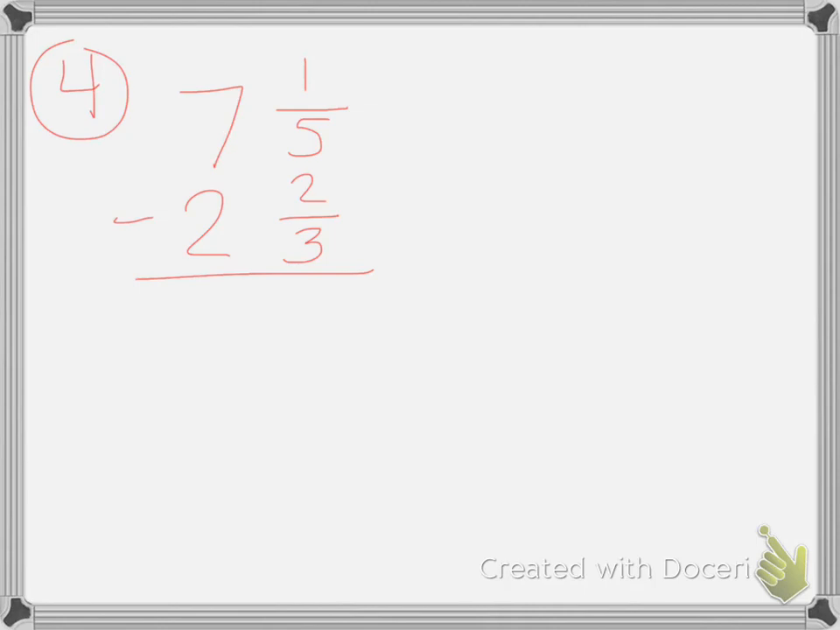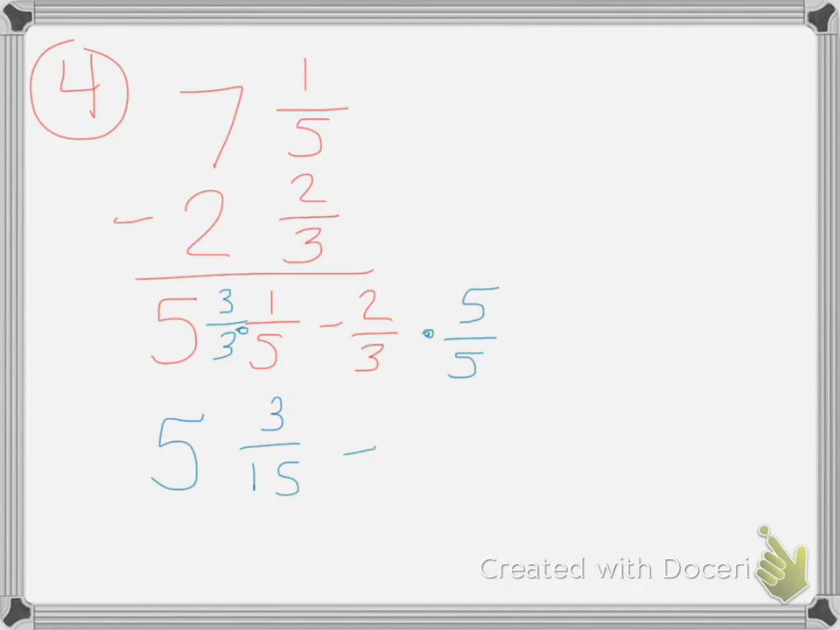Number 4, I've got 7 1/5 minus 2 2/3. So I've got 7 minus 2, which is going to give me 5, and then I've got 1/5 minus 2/3. Well, as you can see, those do not have the same denominator, so right now I can't really mess with those. I need to get them to have a common denominator, and that common denominator is going to be 15. So this one needs to be multiplied by 5 over 5, this one by 3 over 3. So then I'll have 5 3/15 minus 2 times 5 gives me 10/15.